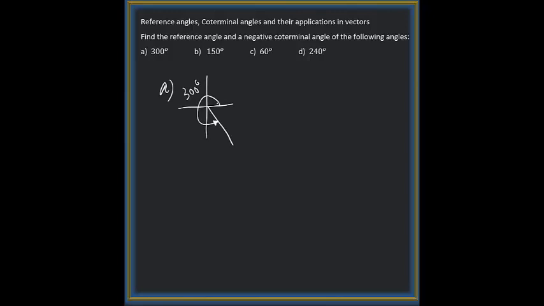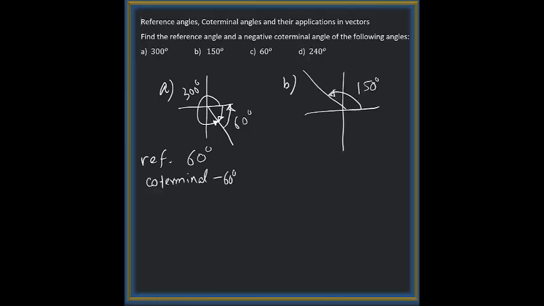So in the picture, we see 300 degrees in anti-clockwise direction will come to the fourth quadrant. So the remaining here is 60 degrees. So that is our reference angle. So the reference angle is 60 degrees. Now the coterminal is from the initial and terminal. So this is going in this direction. So then coterminal will be negative 60.